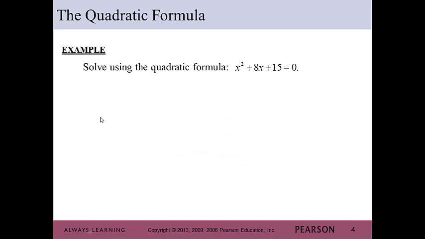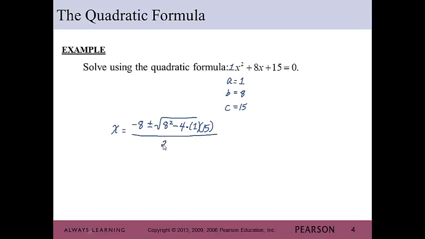Here's the example. It says solve using the quadratic formula. We have x squared plus 8x plus 15. So let's identify the a, which is 1, b, 8, and c, 15. So we're going to have x equals, well, negative b, which is negative 8, plus or minus the square root of 8 squared, minus 4 times a times c, all divided by 2 times 1.